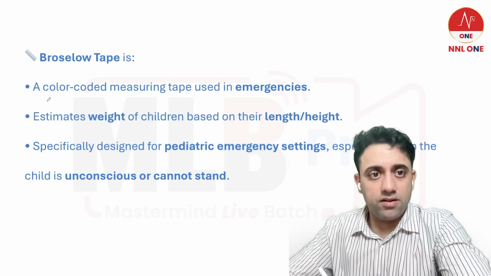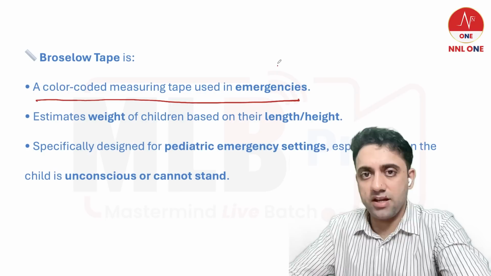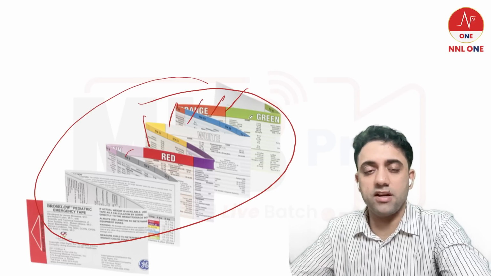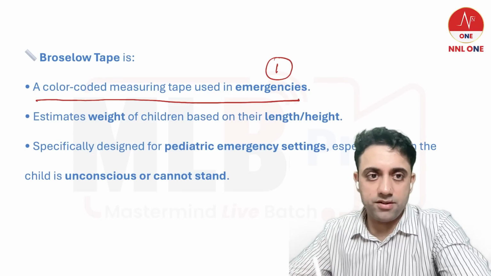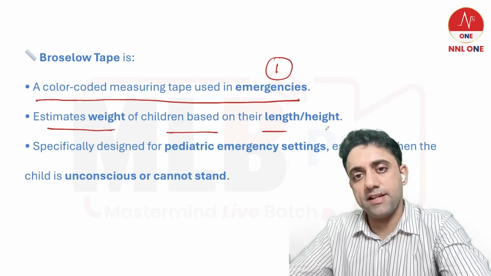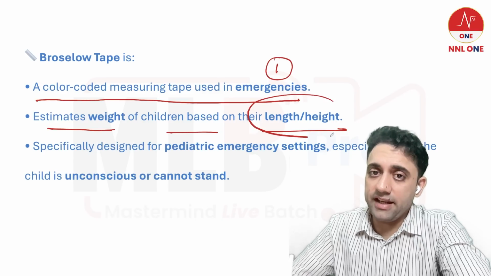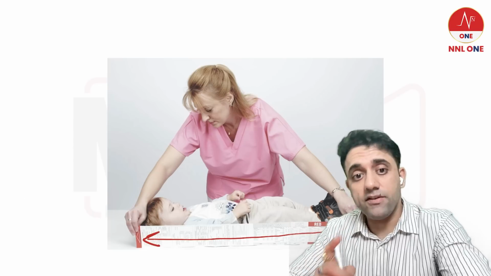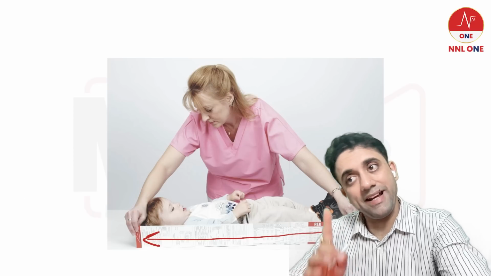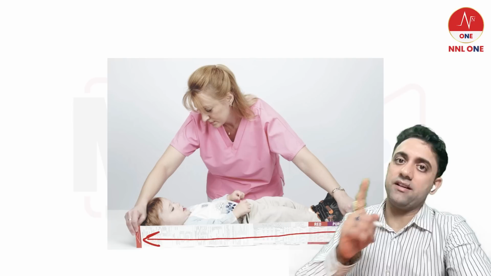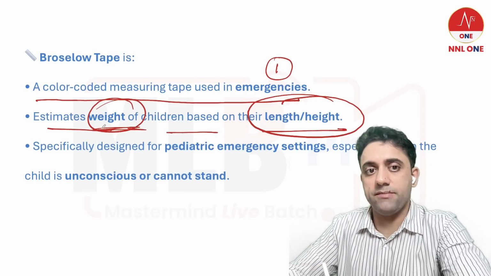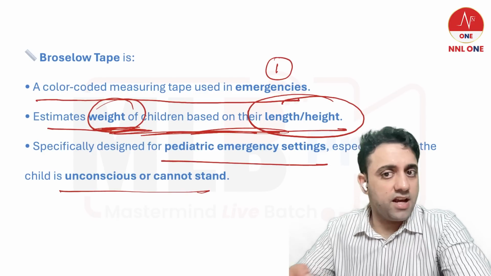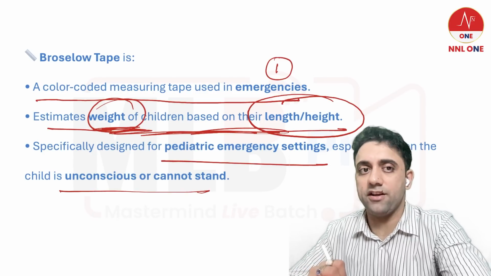Why? Because number one, it is a color coding measuring tape used in emergency. You can see red, orange, green, beautiful colors are there. It estimates the weight of the child based on the length and height. So first you take the length of the baby, and based on the length, you estimate the weight of the baby. It's an indirect estimate of weight. It is designed for pediatric emergency settings, especially for babies who are unconscious or cannot stand.